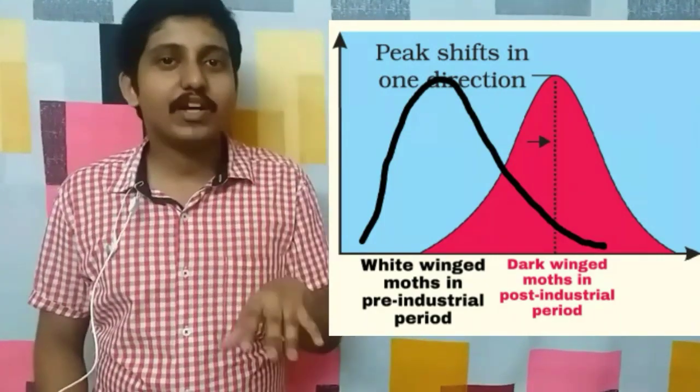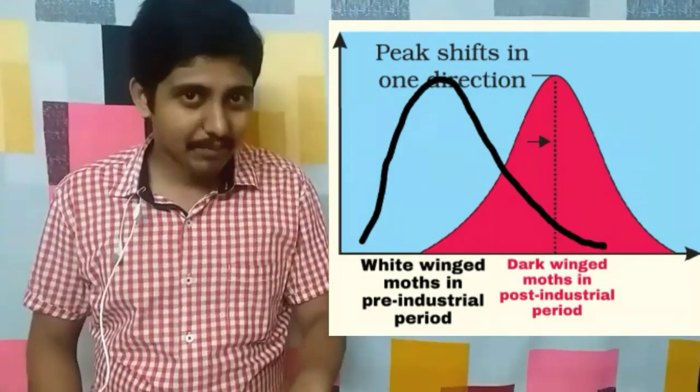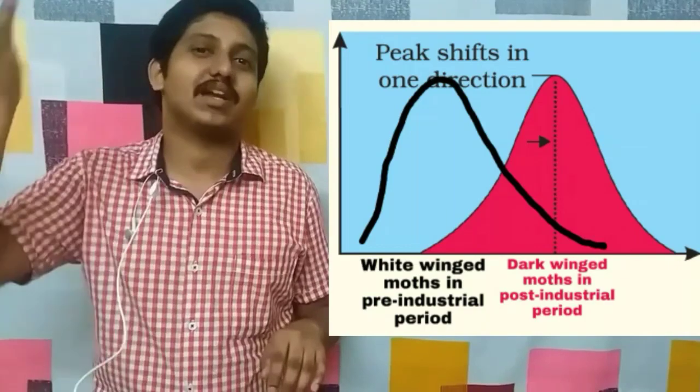That is, in about the 1920s, the trees became covered with soot, dust, etc. And now the predators could see the white-winged moths more easily than the dark-winged moths. So gradually the white-winged moths' numbers came down while the dark-winged moths increased in population.